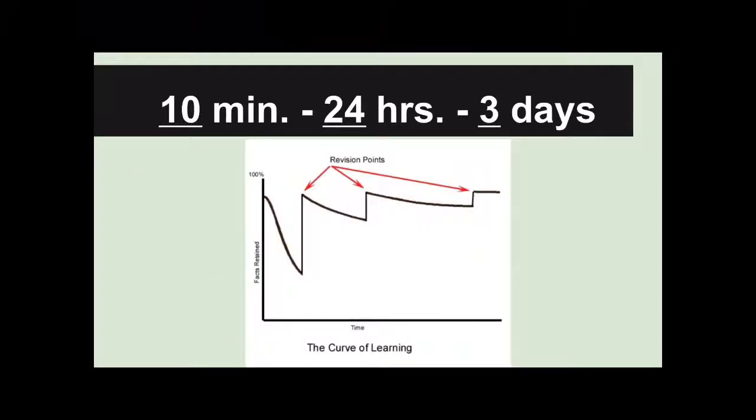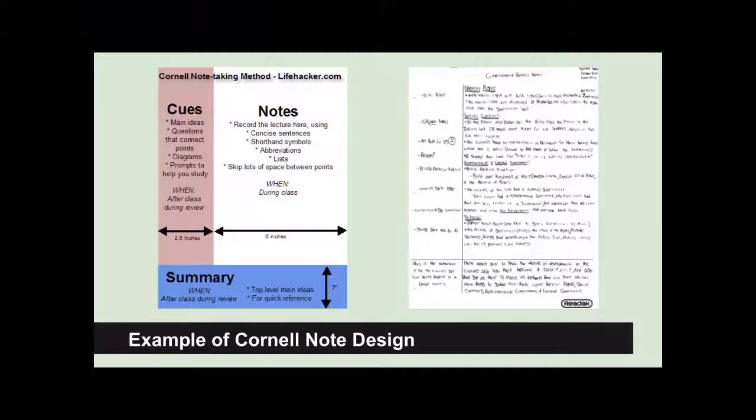So here we have the graph again, but this time there are 3 revision points. 1 after 10 minutes, 1 after 24 hours, and 1 after 3 days. Researchers have identified these 3 times as making students more effective. And they used these review times when they were creating Cornell notes.